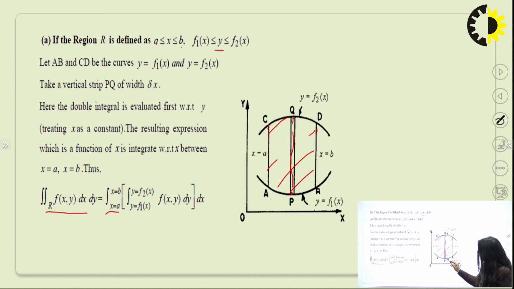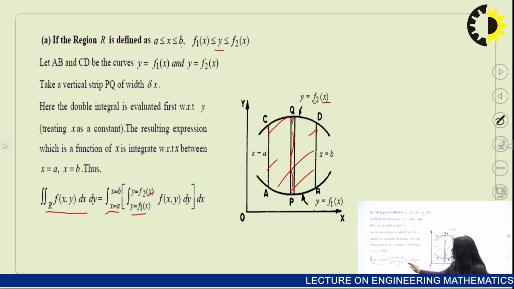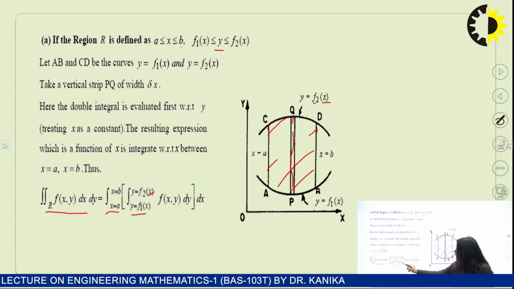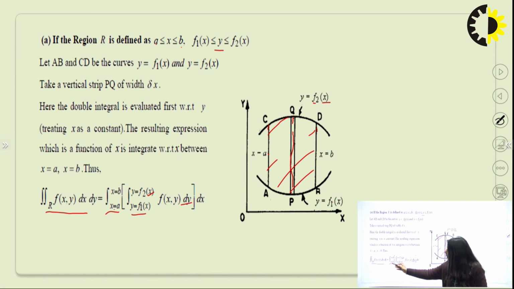We can see this point P is on the curve f1(x) and this point Q is on the curve f2(x). So the limit of the strip is f1(x) to f2(x), that is, the limit of y is f1(x) to f2(x). Here we can see that the limit of y is in variable form. So firstly we will integrate f(x, y) with respect to y and then put the limits, and we can see that the resulting function will be in x form. Then we will integrate the function over x.